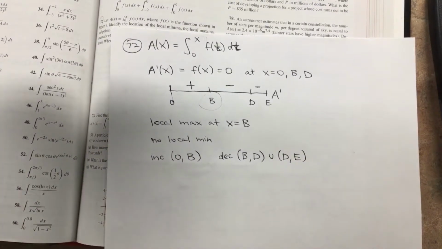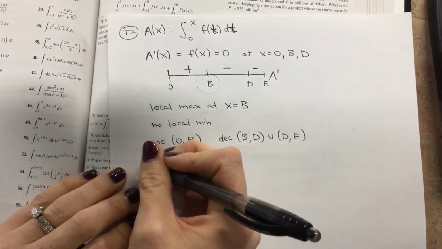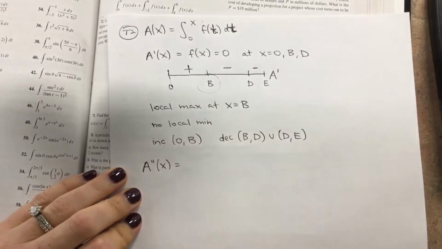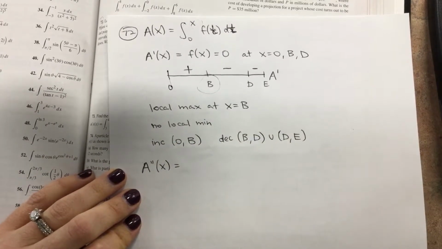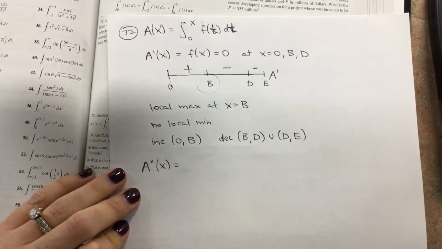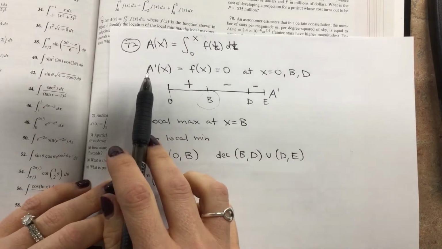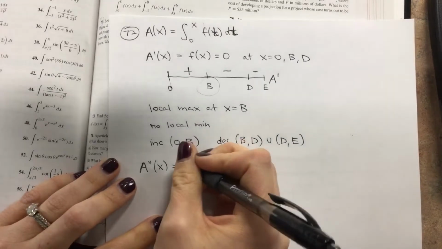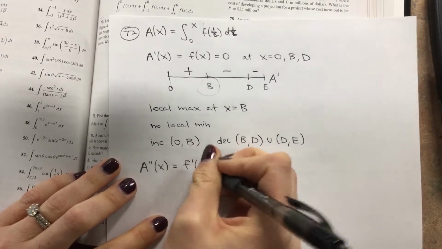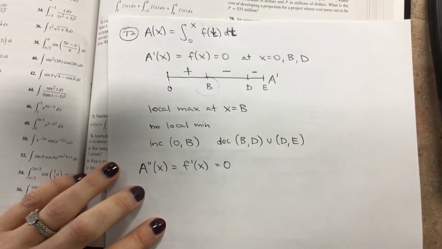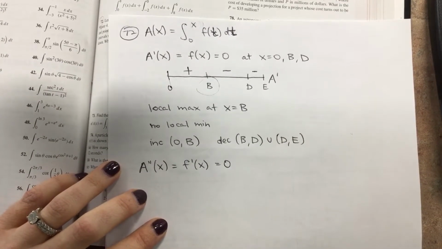Then you do the second derivative to answer the inflection points and the concavity. So A double prime of x: the sign of A double prime will tell us the concavity, and any change in A double prime will tell us about inflection points. According to this relationship, A double prime would be equal to f prime. So we want to first start by where f prime is equal to 0. We want to know when the slope of f is equal to 0.